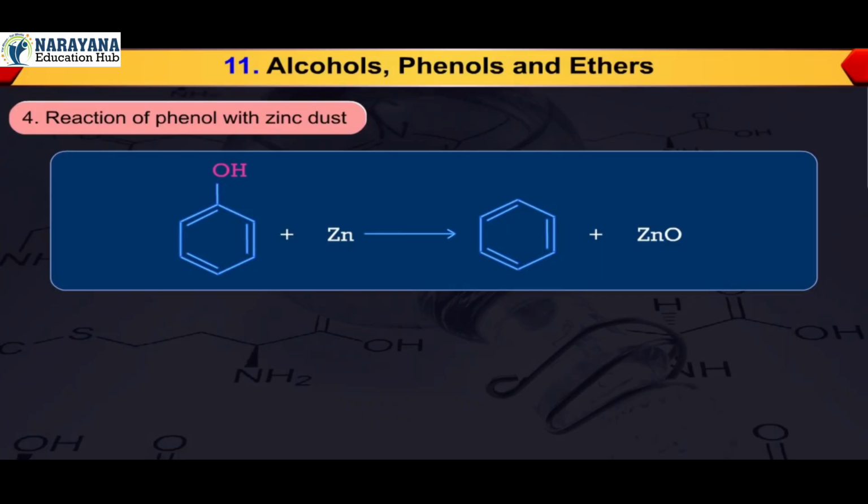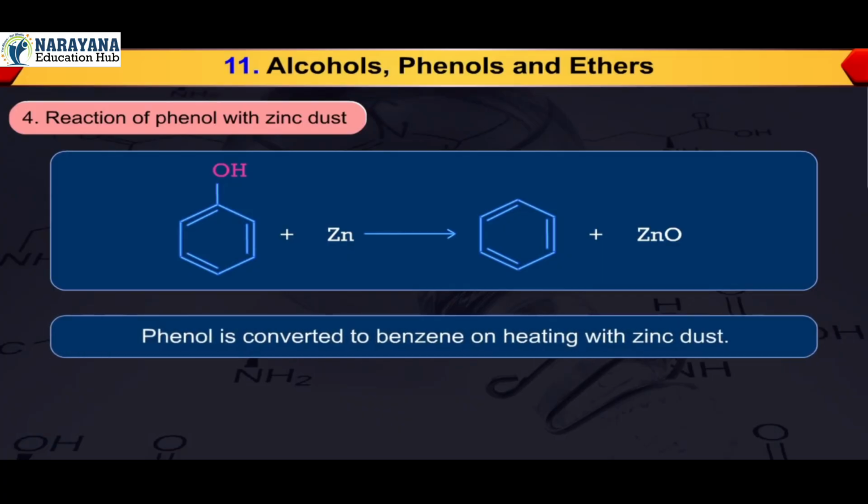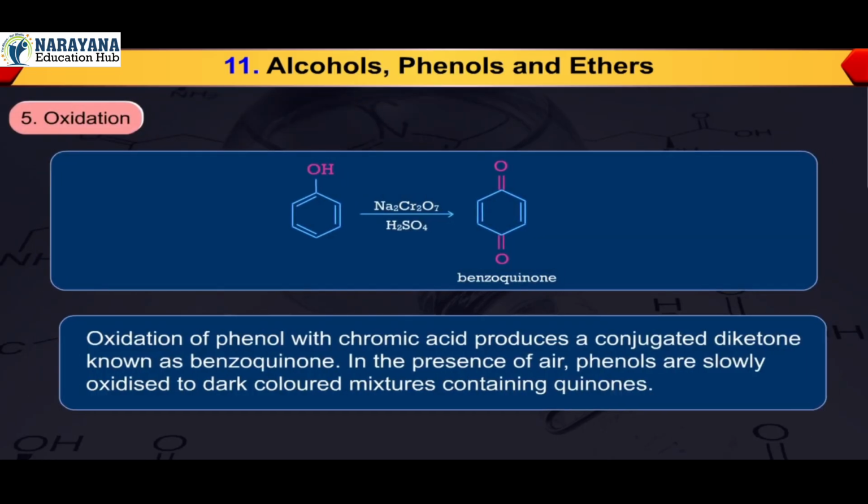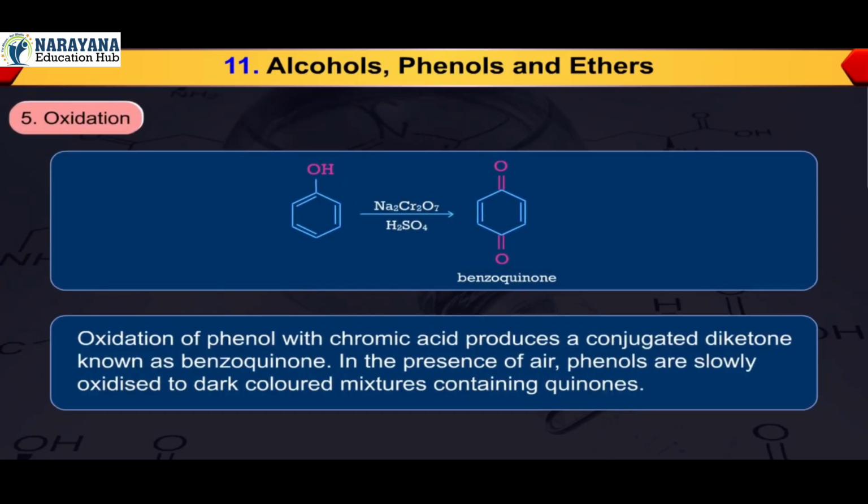4. Reaction of phenol with zinc dust. Phenol is converted to benzene on heating with zinc dust. 5. Oxidation. Oxidation of phenol with chromic acid produces a conjugated diketone known as benzoquinone. In the presence of air, phenols are slowly oxidized to dark-colored mixtures containing quinones.